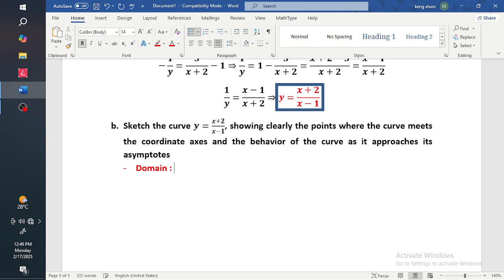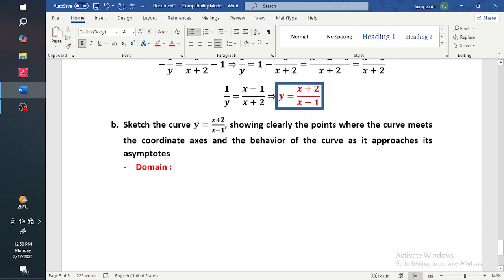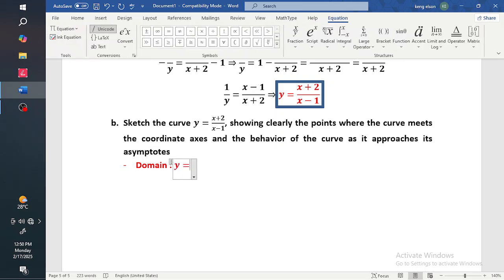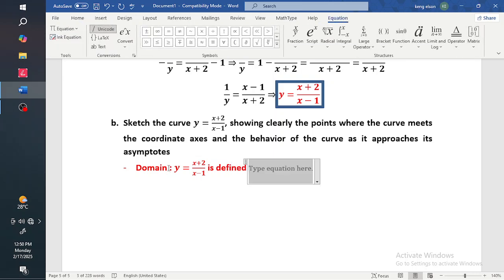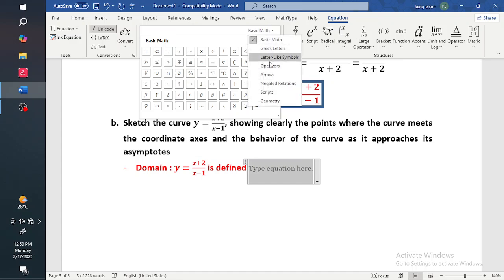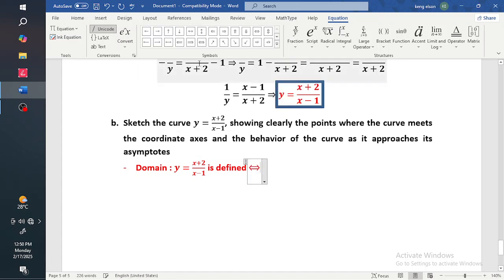I will not be too detailed with the domain because in pure maths, just rational functions will be given to you, and a rational function is defined when the denominator is not 0. So this function, y equals (x plus 2) over (x minus 1), is defined if and only if the denominator x minus 1 is not equal to 0. And this works for all rational functions.